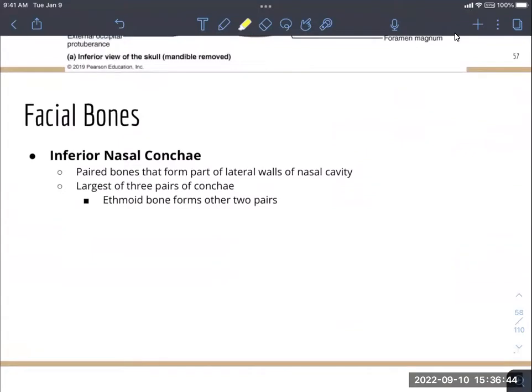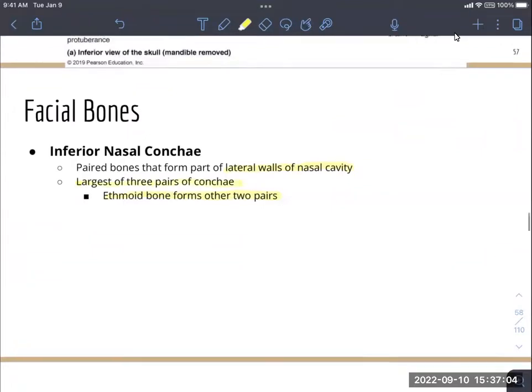We have our inferior nasal concha. These form the lateral walls of your nasal cavity. We have the ethmoid bone, which forms two pairs. The inferior nasal concha is the largest of the three.